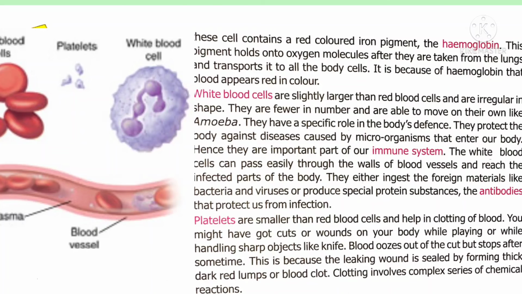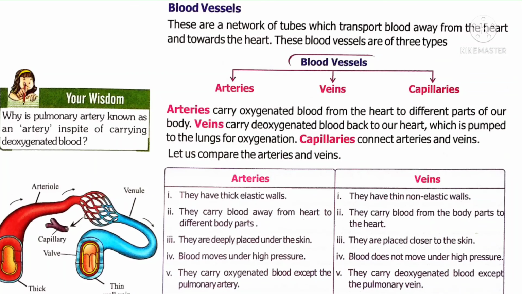Besides this, there is a network of tubes which transport blood away from the heart and towards the heart. There are three types of blood vessels, that is arteries, veins, and capillaries. Then what is the function of arteries? Arteries carry oxygenated blood, that is oxygen-rich blood, from the heart to different parts of our body, whereas veins carry deoxygenated blood back to our heart from other body parts, which is pumped into the lungs for oxygenation. Capillaries are thin tubes which connect arteries and veins.